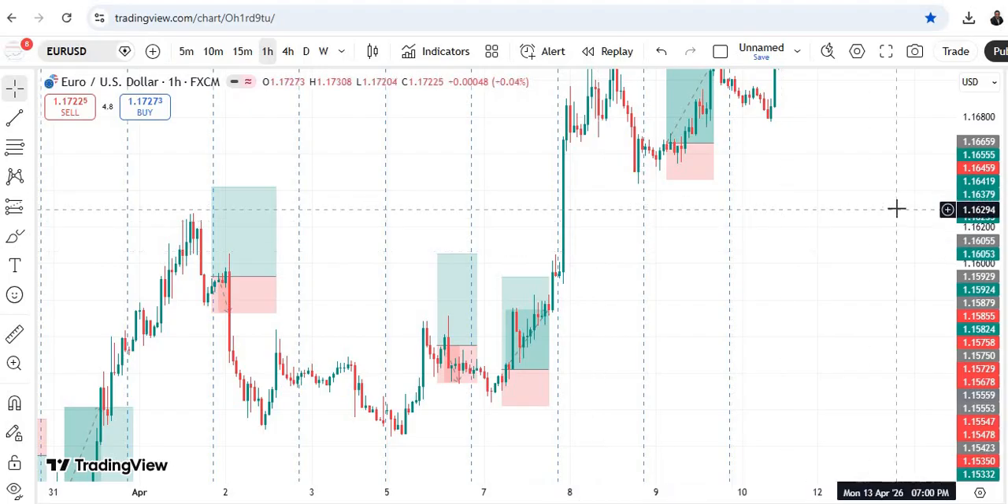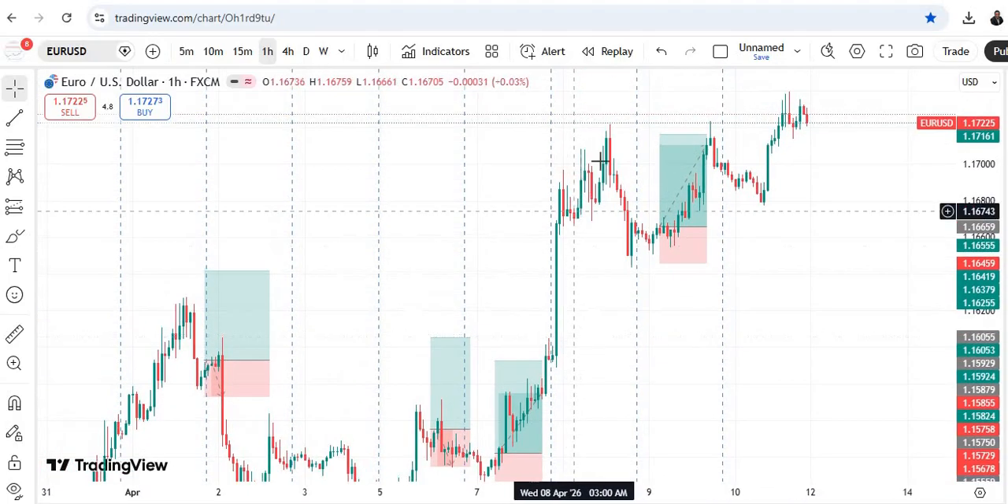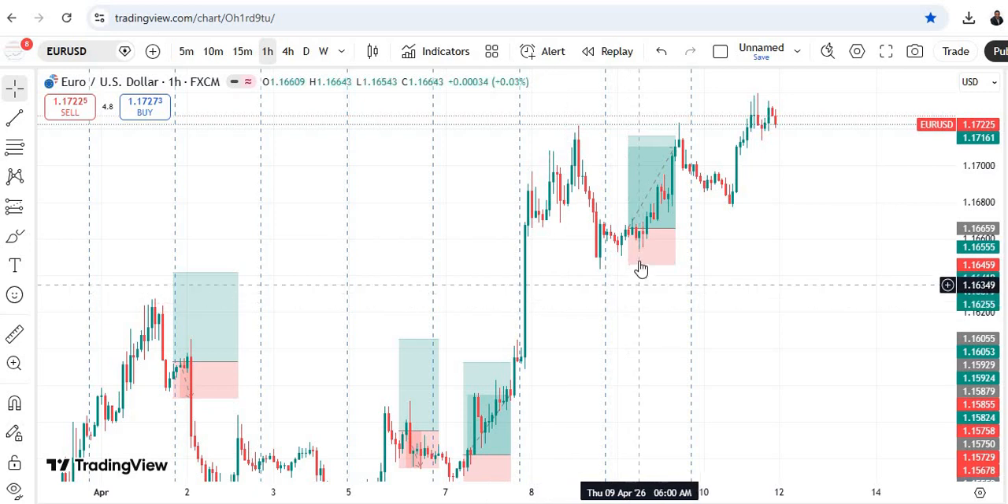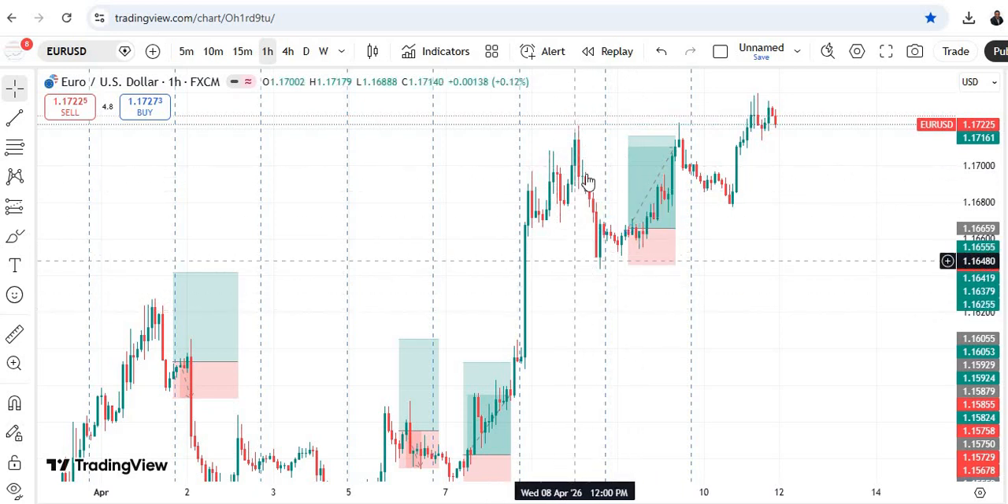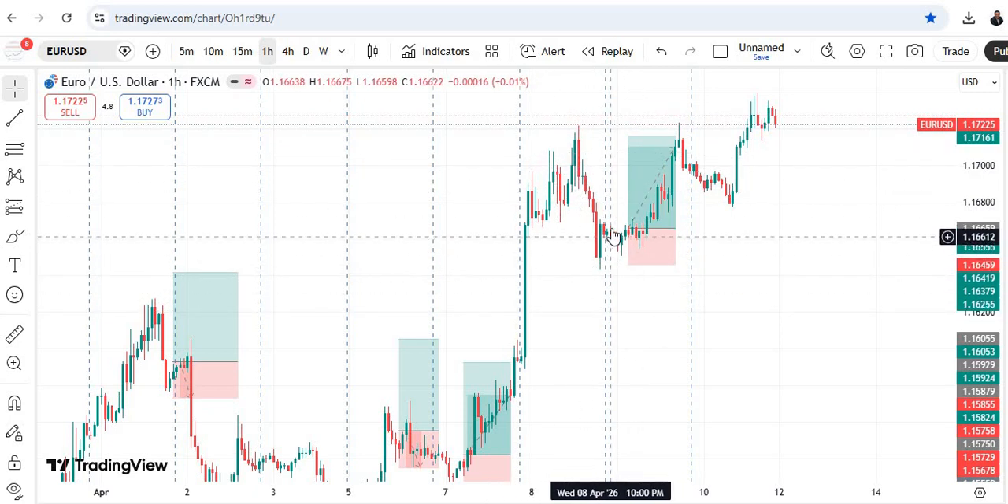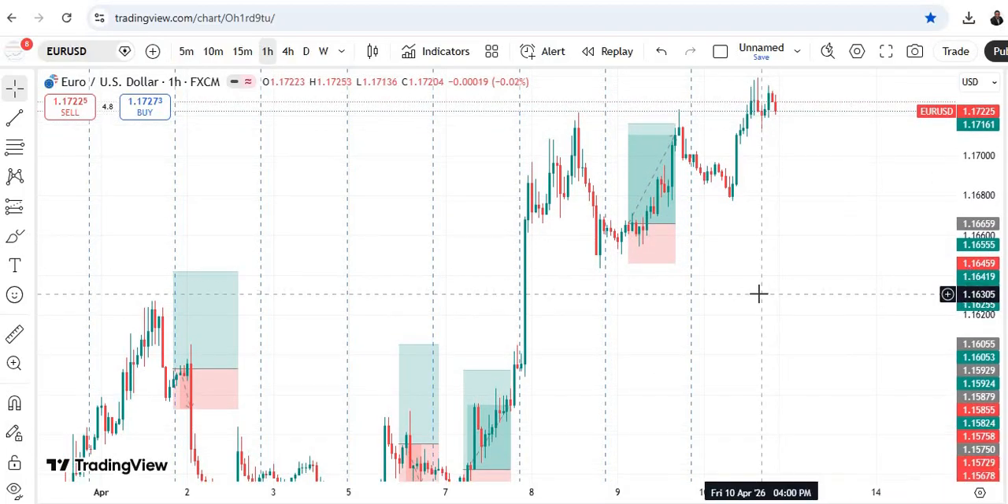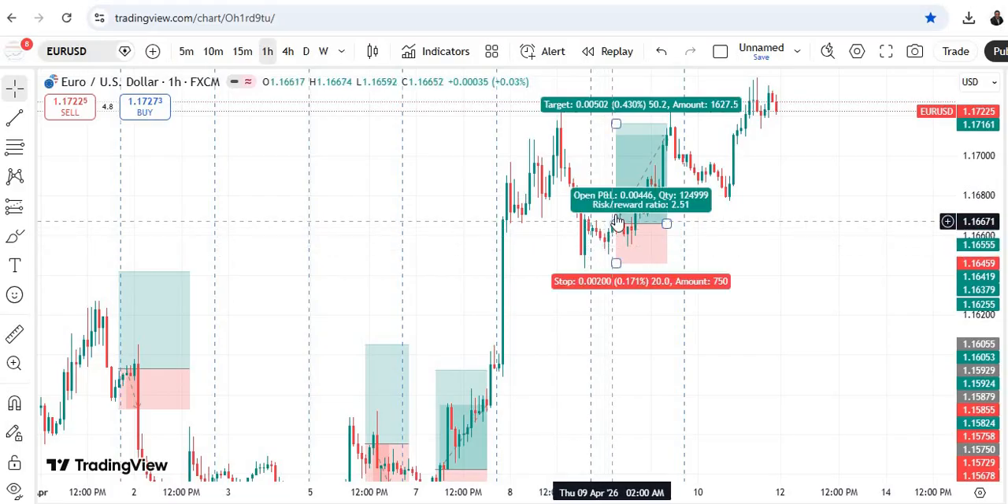Then on Wednesday, there was no trade for me. I wasn't sure about the market, so I had to stay out. And on Thursday, since we were still in a bullish trend, I waited for a pullback. And immediately we began to have a bullish order flow, high, low, high. So I quickly entered this buy here.